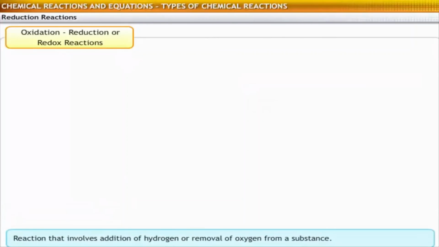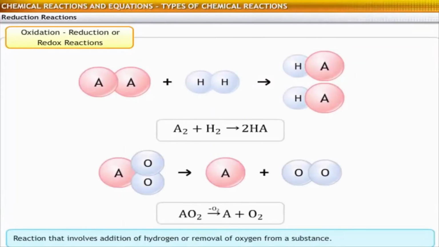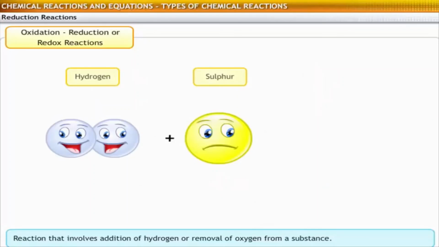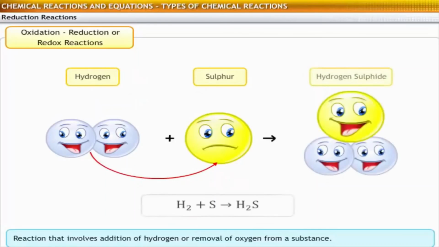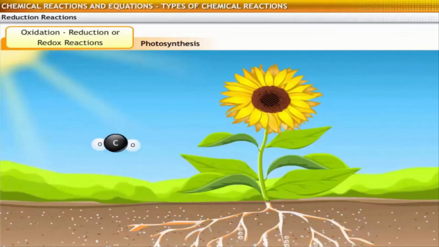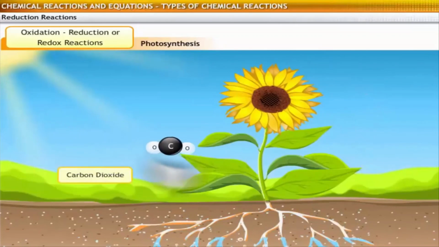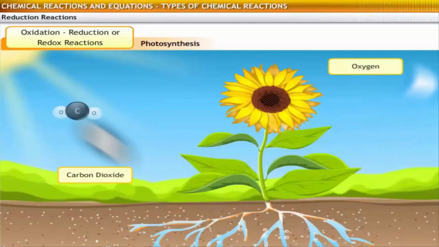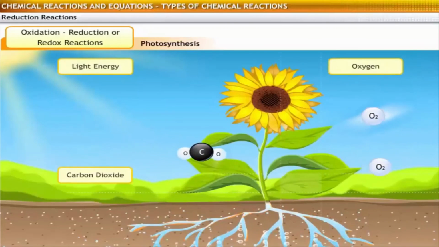A reduction reaction involves addition of hydrogen or removal of oxygen from a substance. It is exactly the opposite of an oxidation reaction. For example, the formation of hydrogen sulfide involves a reduction reaction. In this reaction, when hydrogen is added to sulfur, sulfur gets reduced to hydrogen sulfide. Another example of a reduction reaction is photosynthesis. In plants, carbon dioxide and water are reduced to carbohydrates in the presence of light and the pigment chlorophyll.